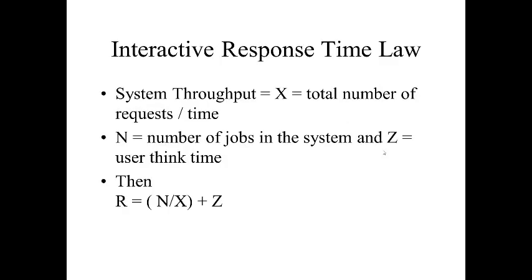So the interactive response time law says the system throughput X is equal to the total number of requests divided by time. N is the number of jobs in the system, and Z is the user think time. Then R is equal to N divided by X, minus Z.